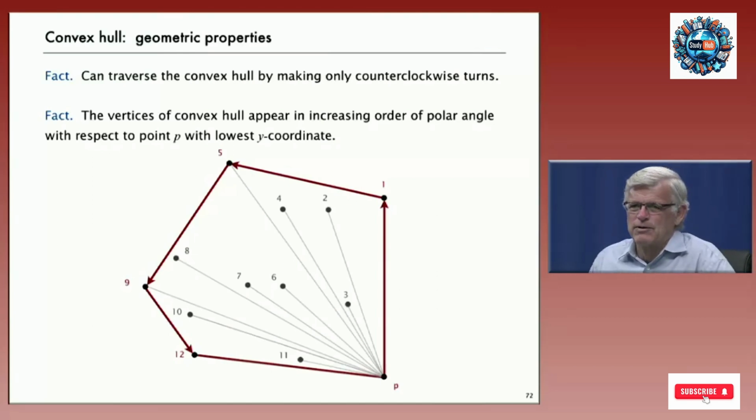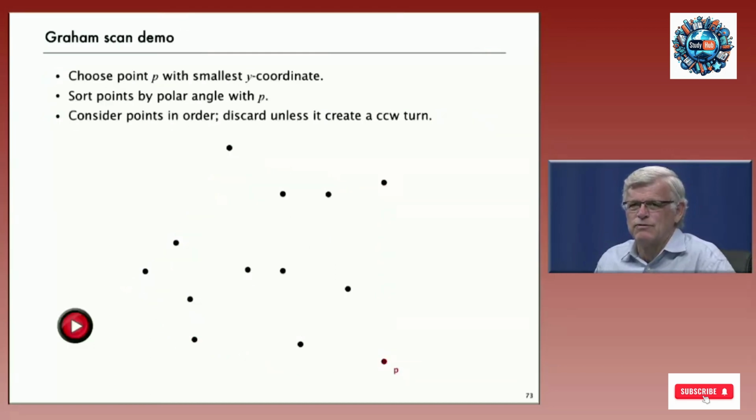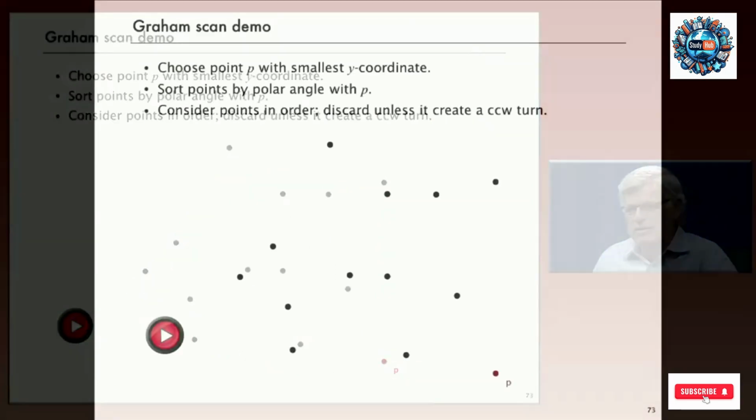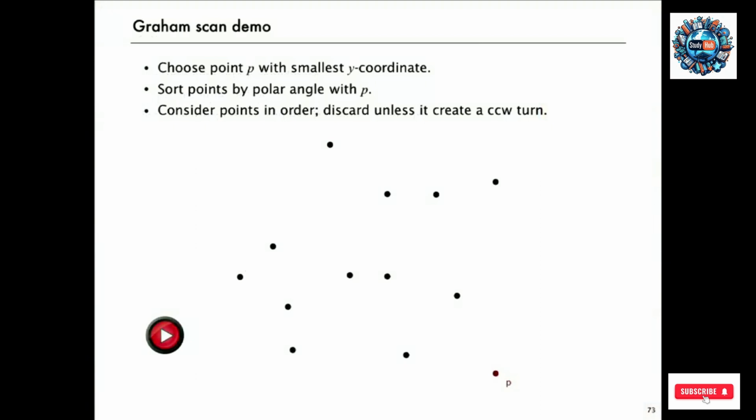And the algorithm we're going to look at, called the Graham scan, is based on those two facts. The idea is to start with point P, the one with the smallest y coordinate, and sort the points by polar angle with P, that is, we're just going to consider them in that order. And then we'll just throw away the ones that do not create a counterclockwise turn. And you'll see how that works when we look at a demo.